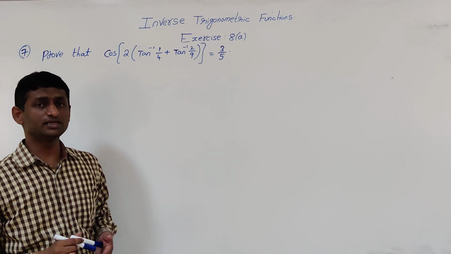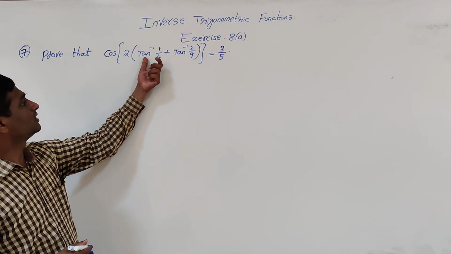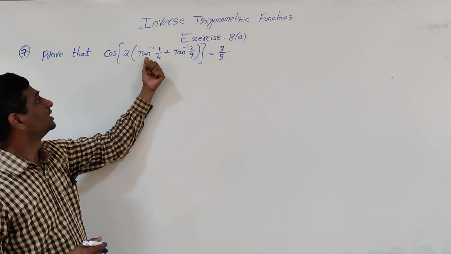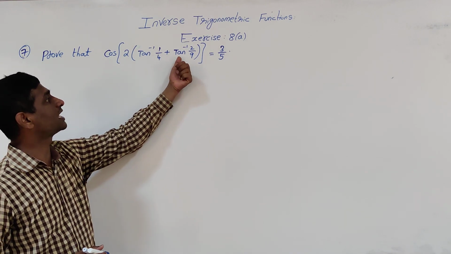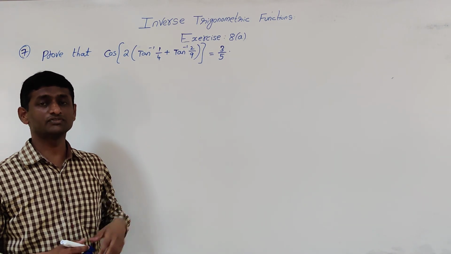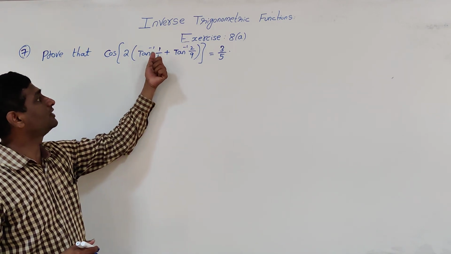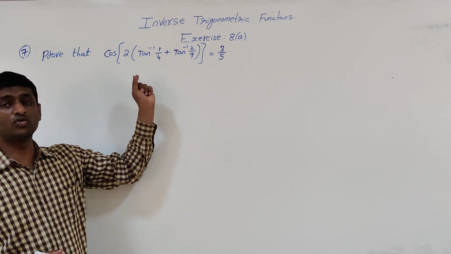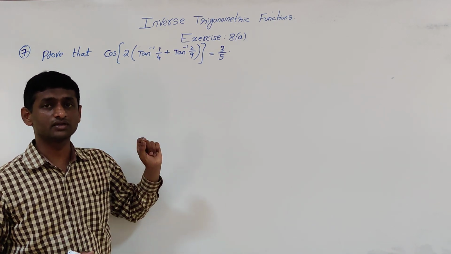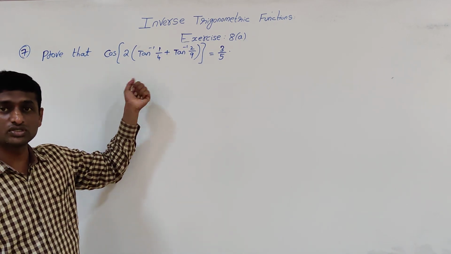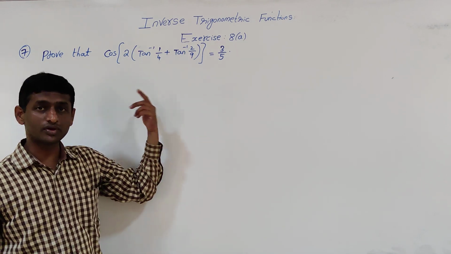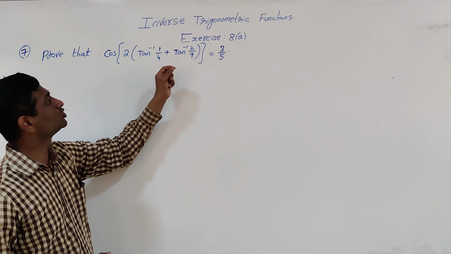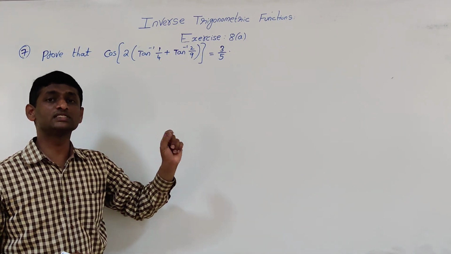The second method is by using the properties of inverse trigonometric functions, that is tan inverse of 1 by 4 plus tan inverse of 2 by 9. As we know, it is in the form of tan inverse of x plus tan inverse of y. So x is greater than 0, y is greater than 0 and xy is less than 1. Because 1 by 4 is a positive real number, 2 by 9 is also a positive real number. But the product 1 by 4 into 2 by 9, that is 2 by 81, is a number which is less than 1.